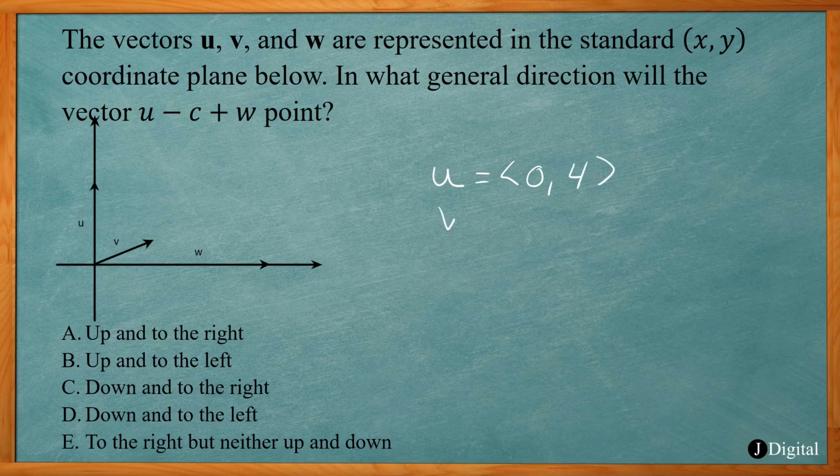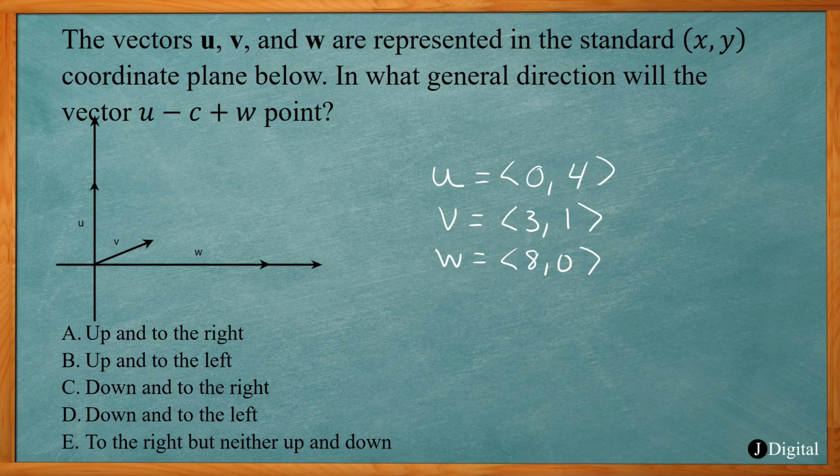And look at v. It looks smaller than 4. So let's say that's 3 over and 1 up. So 3, 1. And vector w. Now it looks longer than u. So let me go with 8 and 0. There's no j component.